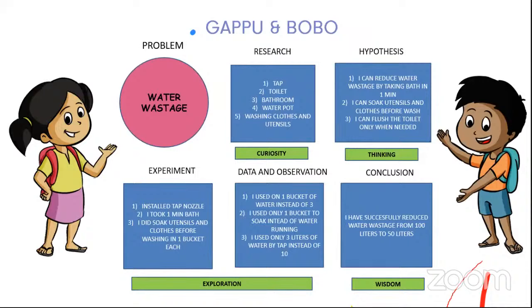Water message only we should write, ma'am. No, you have to write down your favorite topic. Right now, you just have to draw. Then you can show the last slide, ma'am. No, first you draw only plain and then you will write down. First you draw 5 squares and 1 circle. And give the heading like problem, research, hypothesis, experiment, data and observation and conclusion. Give a heading like this.